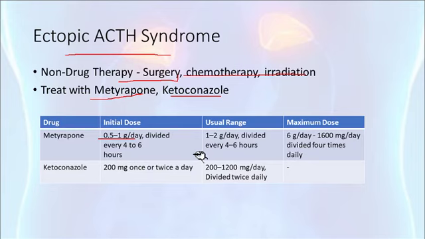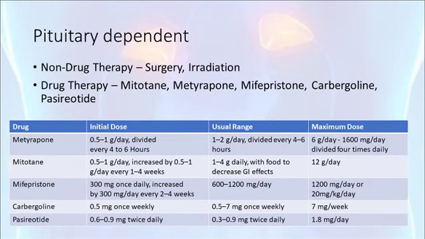Right? Ketoconazole, on the other hand, may be given at 200 milligrams once or twice per day, and the usual dose is anywhere between 200 to 1200 milligrams given twice a day. So either 100 milligrams BD all the way up to 600 milligrams BD as the eventual treatment. There is a mistake on the slide. For 6 grams per day is 1500 milligrams of metirapone divided up 4 times a day. When it comes to pituitary-dependent Cushing syndrome, the non-drug therapy includes surgery and irradiation.